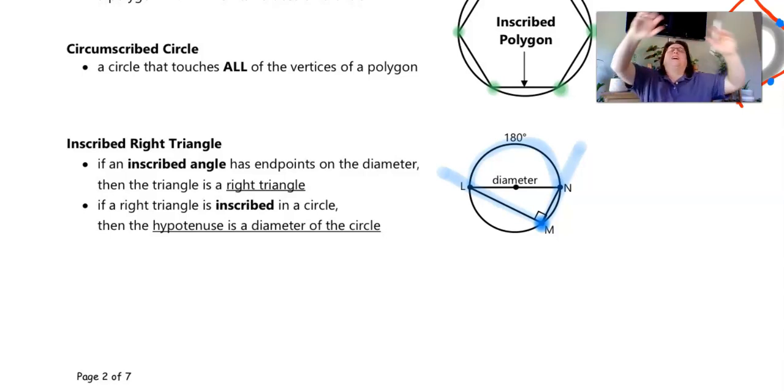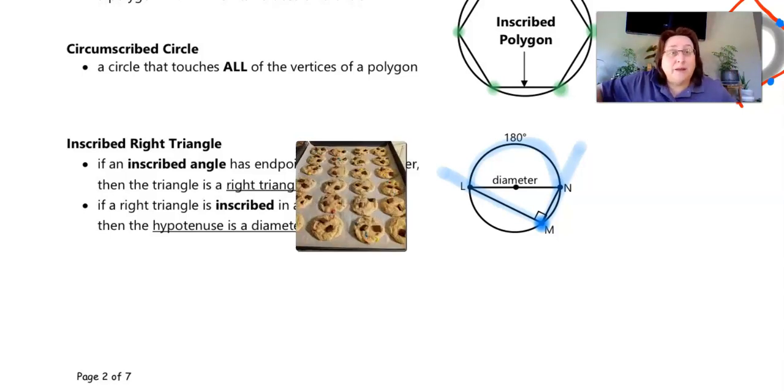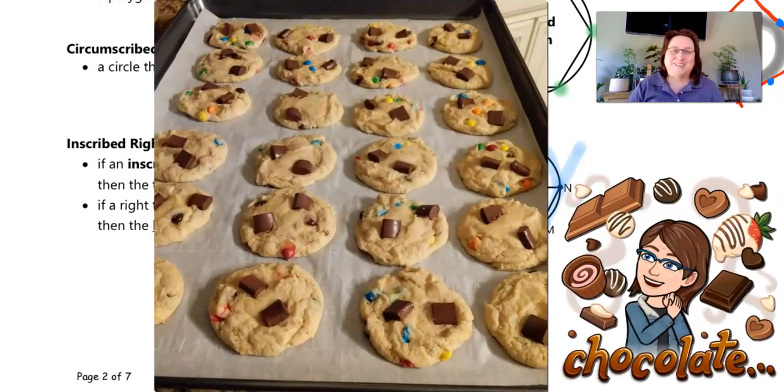angle. My gosh, guys, I seriously need chocolate today. I think I'm going to make some cookies this afternoon. That sounds good, doesn't it, guys?